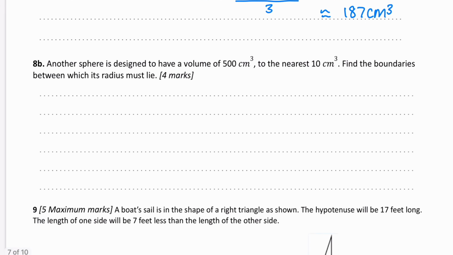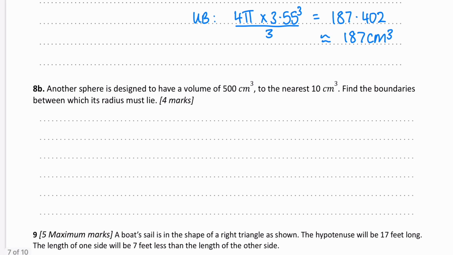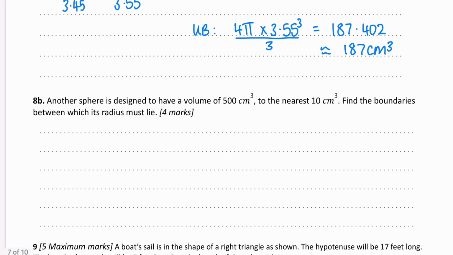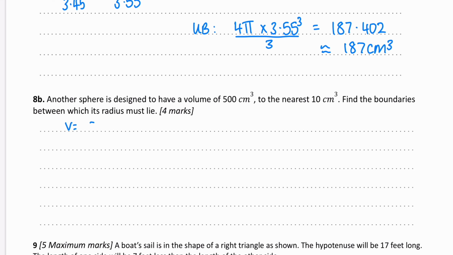And then the second part of this question is similar. I have another sphere and the volume is 500 centimeters squared. So this time the volume is 500, and we know that that's measured to the nearest 10 centimeters. So we need to think about what the upper and lower bound is. If it's to the nearest 10 centimeters, we halve that, which is 5, and we go 5 either side. So that's 495 and 505.